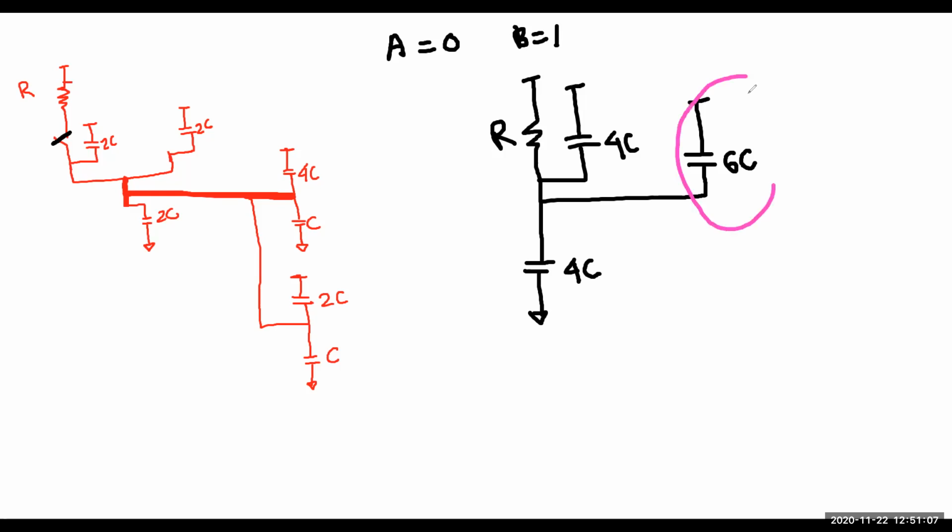Now look at this. This 6C and this 4C, they are what? Parallel. They are parallel. So can I call them 10C? Yes, sir. I'm going to call them 10C. So here I'm going to erase these, and write 10C. Okay, yes, sir. This is our output point, right?